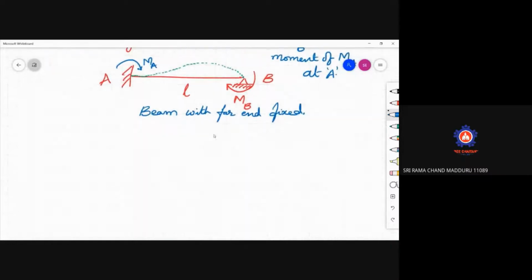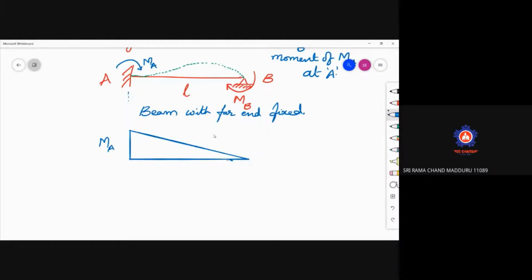Now in this, if you write down the moment equation, there are two moments. One is MB, another one is MA. So this MA is there, and this value is 0. This is creating a moment like this. You have to write down from the end. So we are deriving the expression like this.